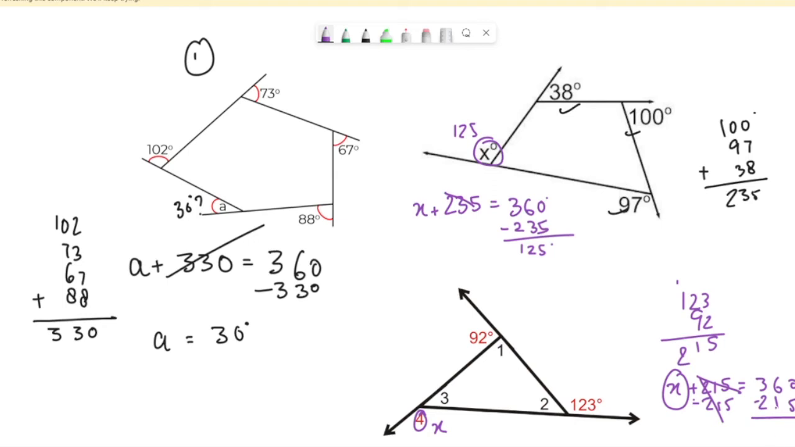So 360 minus 215 will give us 145. So this one is 145 degrees. Let's see some other type of questions after it.